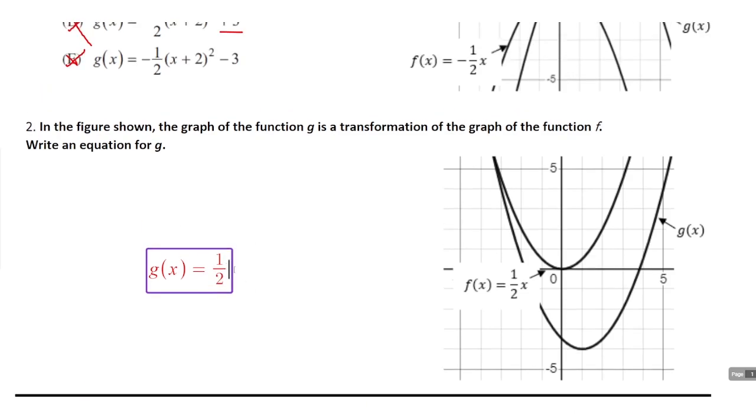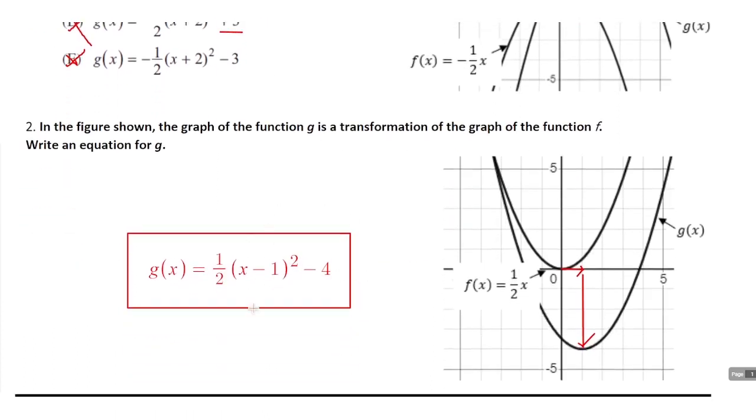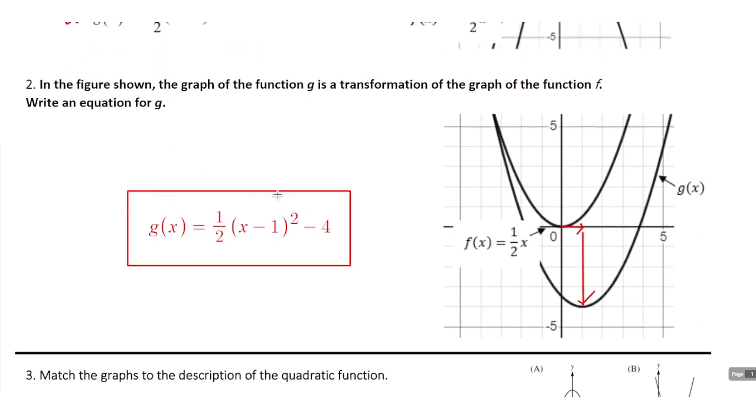So it should be 1/2 times, and then let's see if we can figure out what the translation is on this one. This one's going 1 to the right, and then, what is that, 4 down. So it should be x, 1 to the right is going to be minus 1, squared, it is a quadratic, and then minus 4. So this problem just tries to make you go one step further, instead of just picking the one that's right, actually writing out the equation. The one that you'll see, though, on the quiz tomorrow and on the test will be multiple choice, just to alleviate your concerns a little bit.